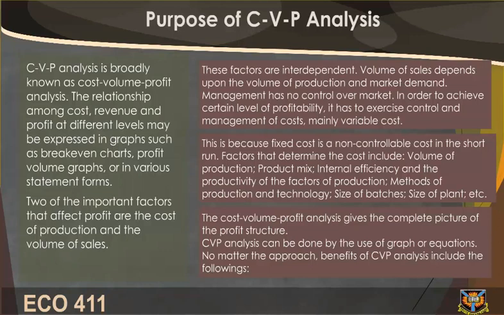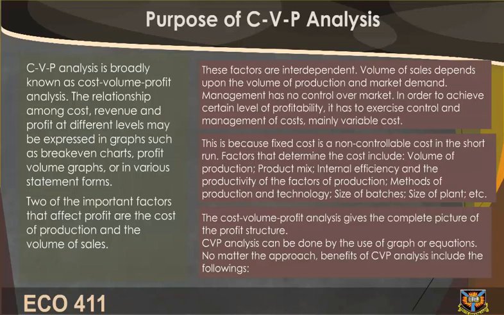Two of the important factors that affect profit are the cost of production and volume of sales. These factors are interdependent. Volume of sales depends upon the volume of production and market demand. Management has no control over market. In order to achieve a certain level of profitability, it has to exercise control and management of costs, mainly variable costs. This is because fixed cost is a non-controllable cost in the short run.